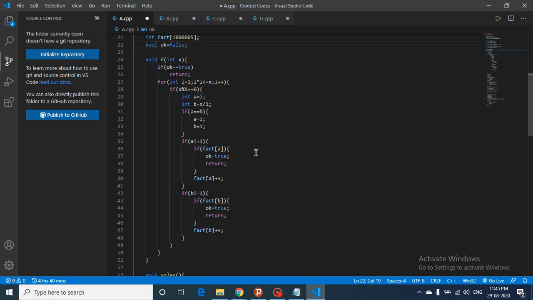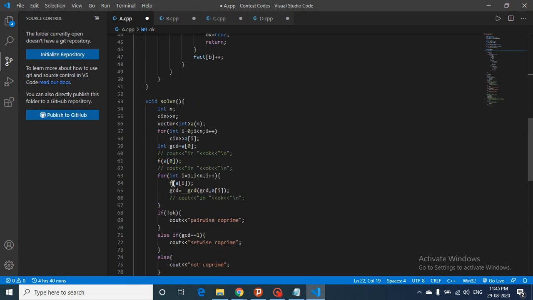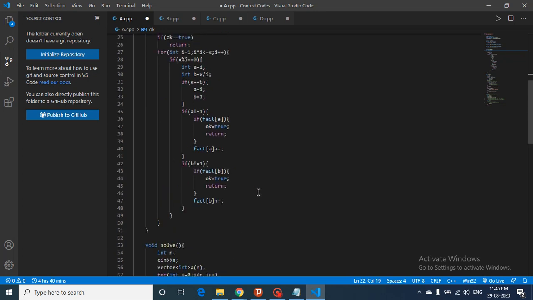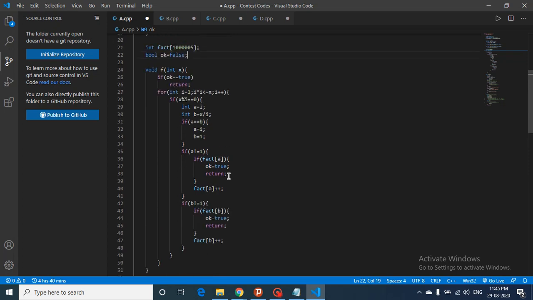If this ok turns out to be true, it means that it cannot be pairwise, so we don't have to check this. We just have to find out if our next possibility, the GCD of all those numbers, can be 1. So we don't have to check this again, but this function is already called again and again. So if somehow this ok turns out to be true, then at the start only we will check that if ok is true, we will return. We will not do this calculation again and again.